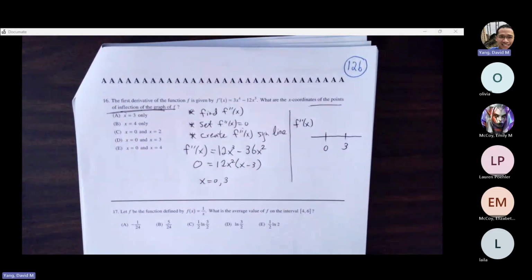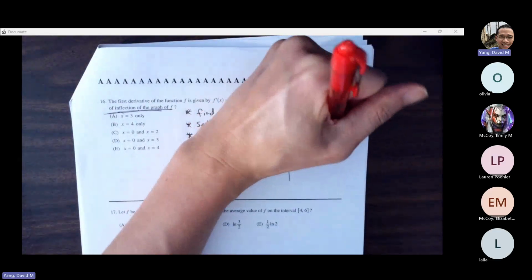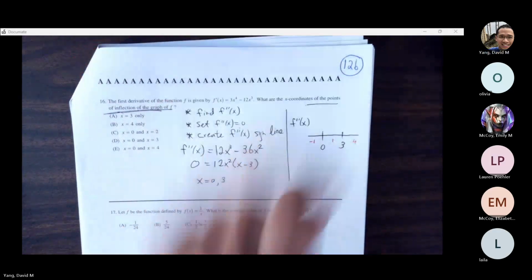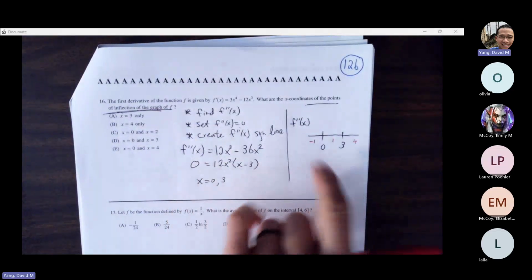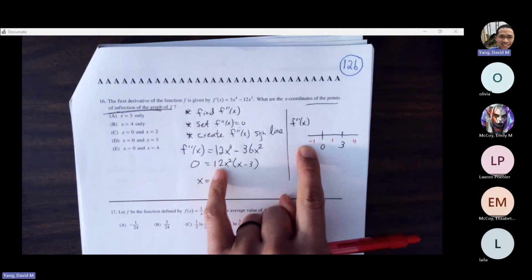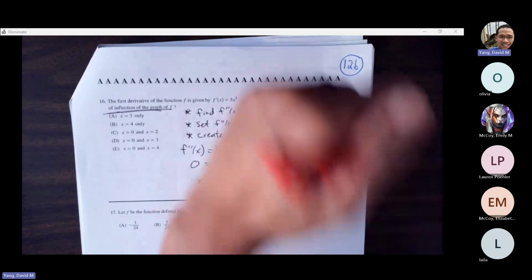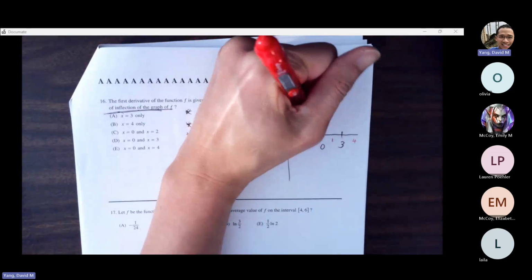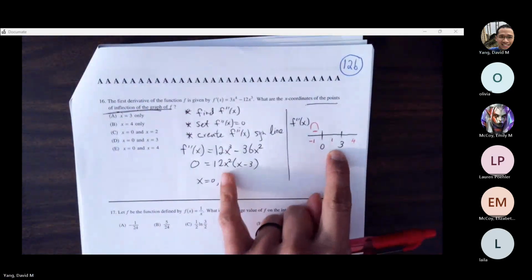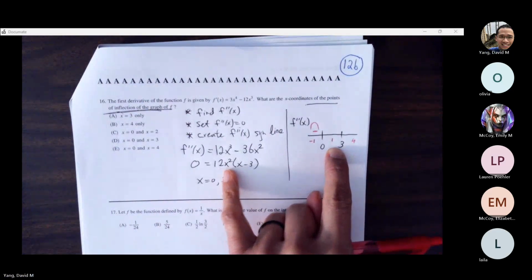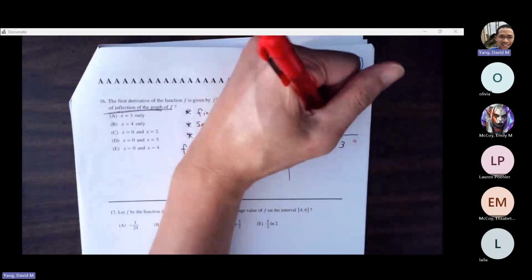Now let's test points in each subinterval. So I'll test -1, I'll test 1, I'll test 4. All back into f double prime. So -1 in for x, positive, -1 in for x here, negative, positive times negative is negative. That's concave down. Okay, plug 1 in, positive. 1 minus 3 is negative, so positive times negative is still negative.